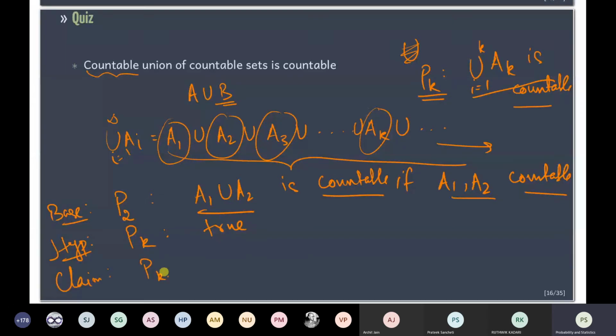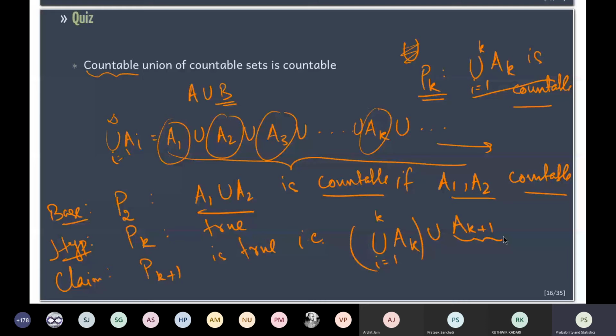So now PK plus 1 is basically PK union A_(K+1). So that is the union of A_i for i equals 1 to K, union A_(K+1). The PK plus 1 statement is that the union of A_i from i equals 1 to K, and then union A_(K+1), is countable. This is what we are supposed to prove. Okay, so it is countable.